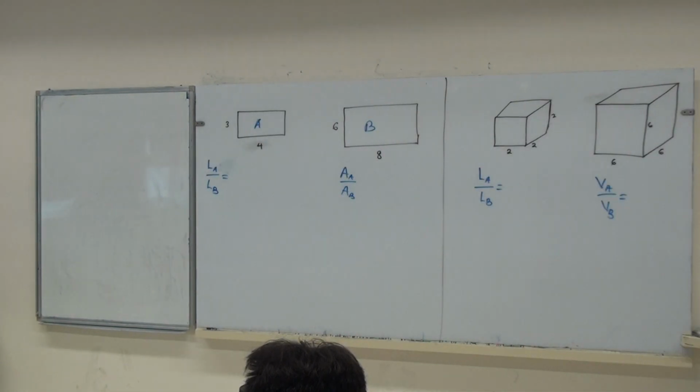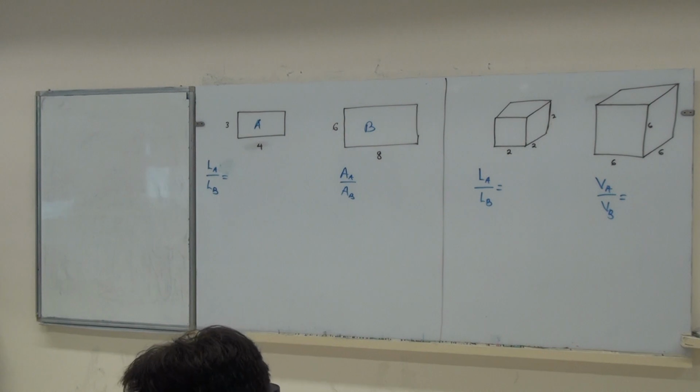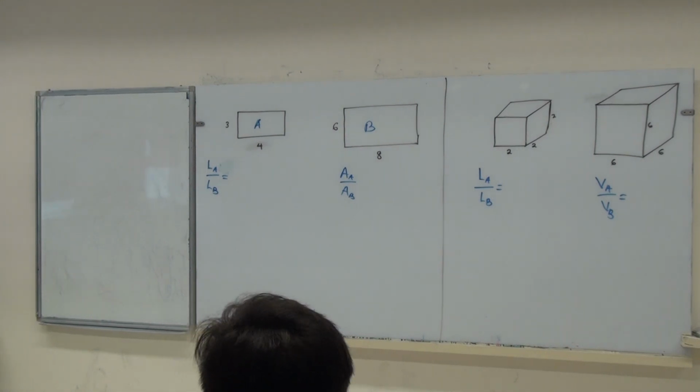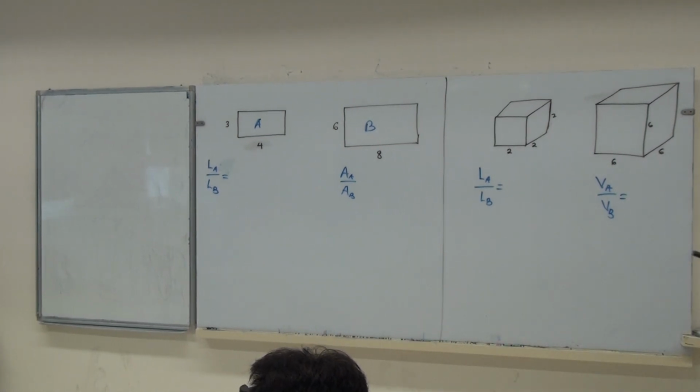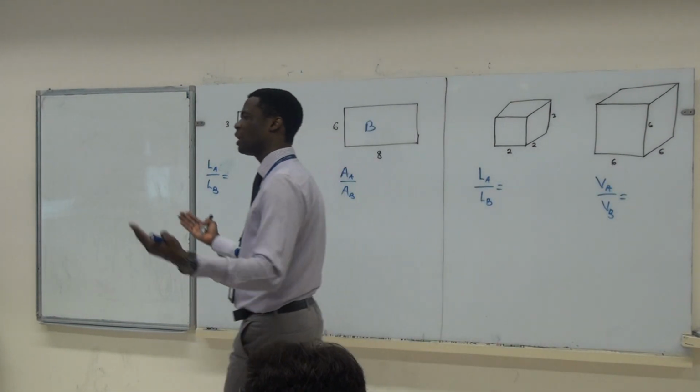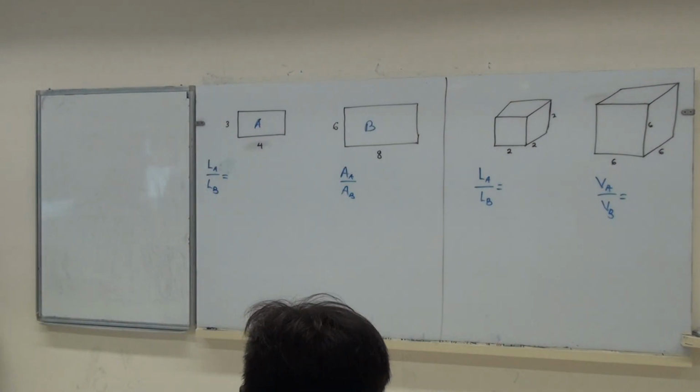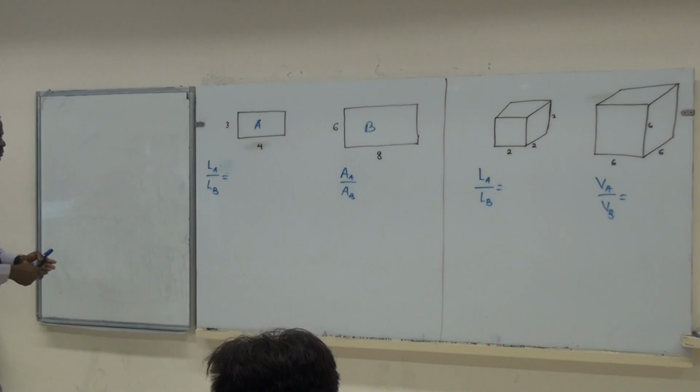Tell me what you notice about these four ratios. Find the four ratios and observe some kind of connection. So the idea is, if two shapes are similar, what is the connection between their areas? If two shapes are similar, what is the connection between their volumes? That's the idea.